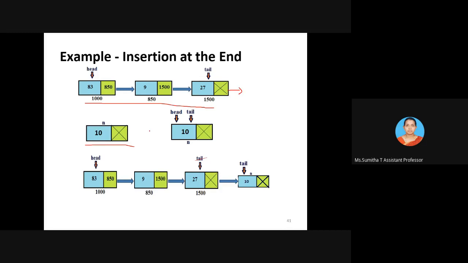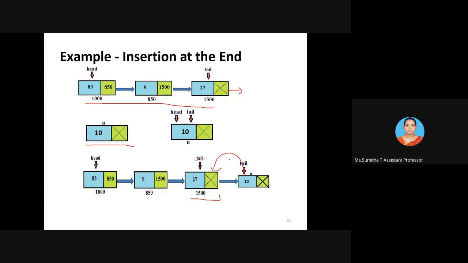For that, as in the previous example, here also we do one check: whether the particular linked list is empty or not. If it is empty, then the new node alone becomes the linked list, that means it is the head node and also the tail node. Otherwise, we insert at the end position. How? The next field of the tail node, tail arrow next, is changed to the address of the newly added node.